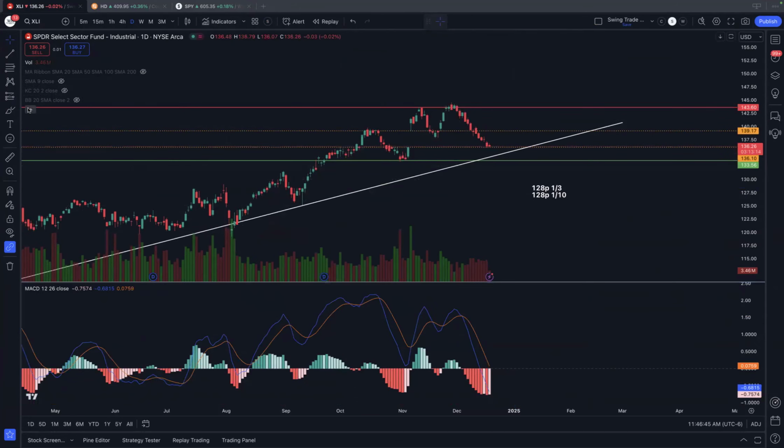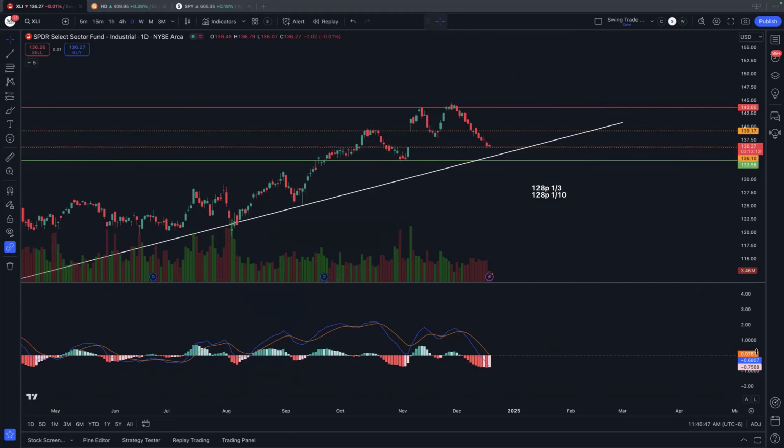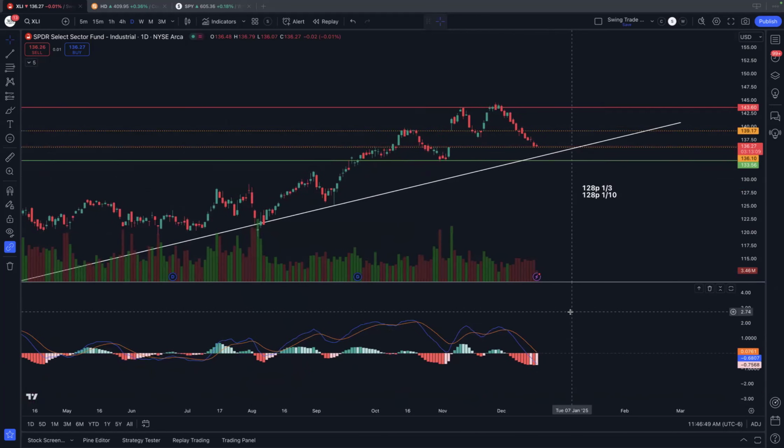MACD is specifically around to show us the momentum of price. The momentum. Is it speeding up? Is it slowing down? When it's speeding up, is it in positive territory or is it in negative territory? Because that means a lot, right?